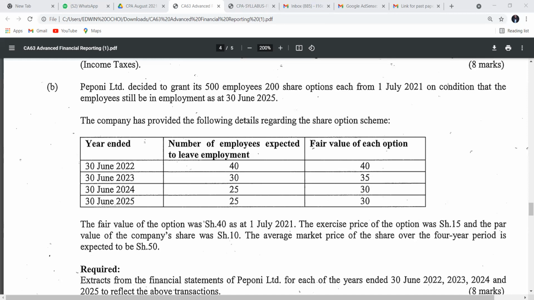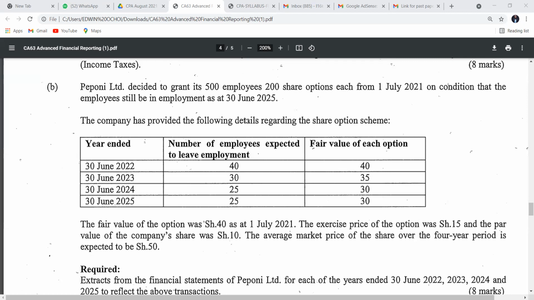Then there's another terminology here I can see, which is the grant date. Remember that I said the grant date is that date when the entity and the counterparty entered into a share-based payment arrangement. Right now here, the relevant entity is Beponi Limited and the counterparty is the employees. That date is 1st July 2021.